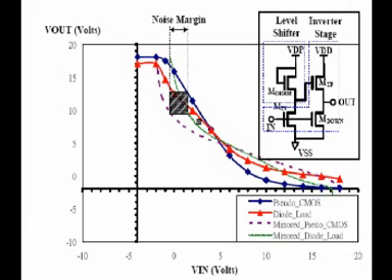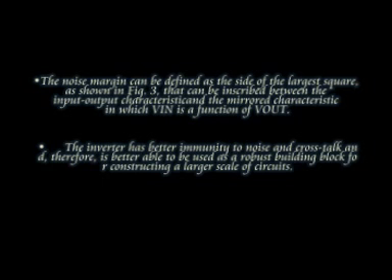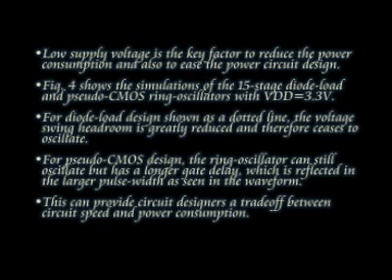The noise margin can be defined as the side of the largest square, as shown in figure 3, that can be inscribed between the input-output characteristic and the mirror characteristic, in which Vin is the function of Vout. The inverter has better immunity to noise and crosstalk, and therefore is better able to be used as a robust building block for constructing larger-scale circuits. Low supply voltage is the key factor to reduce the power consumption and also to ease the power circuit design.